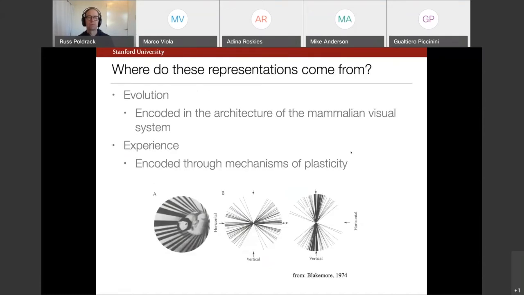Now, those representations don't have to come through evolution, right? We think that some of them are encoded in the architecture of the mammalian visual system. Others get encoded through experience via mechanisms of plasticity. Many of you may be familiar with the work by Colin Blakemore, where he raised cats in environments where they could only see horizontal lines or only see vertical lines. Basically, when an animal is raised only seeing horizontal lines, they don't develop any neural representations for vertical lines, and vice versa. So the idea is that there are multiple places where these representations can come from.